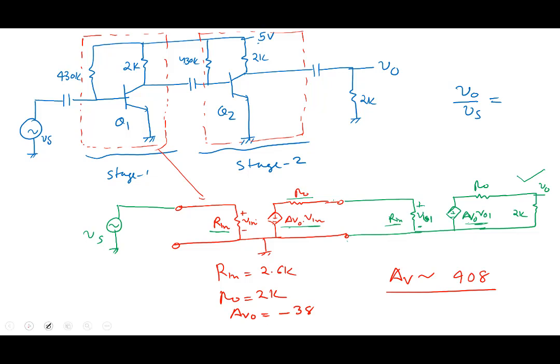Okay. Let me ask you this. Let's come back. This circuit, all of you have to understand very well. Go back here, and this is the simplest amplifier that I can think of.